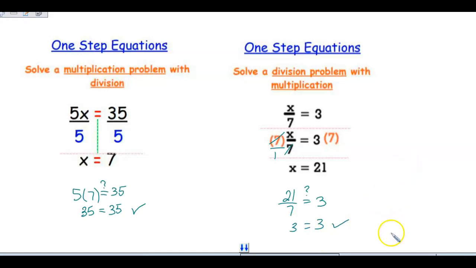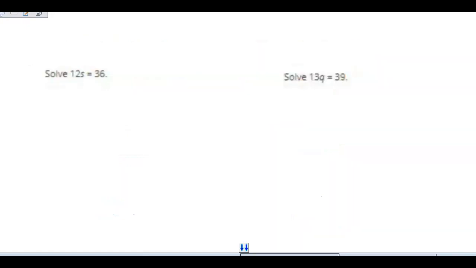I know it seems silly to do these little check steps on one-step equations, but it's a good idea to get in that habit before you start doing multiple-step equations. So let's take a look at some examples here.